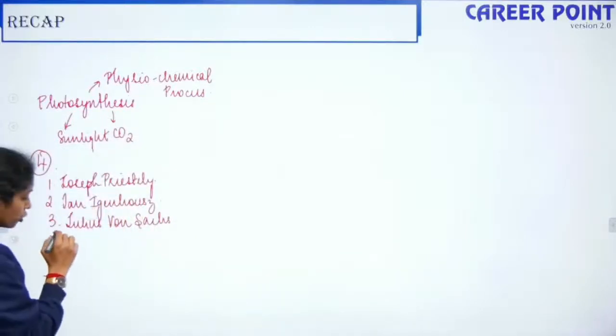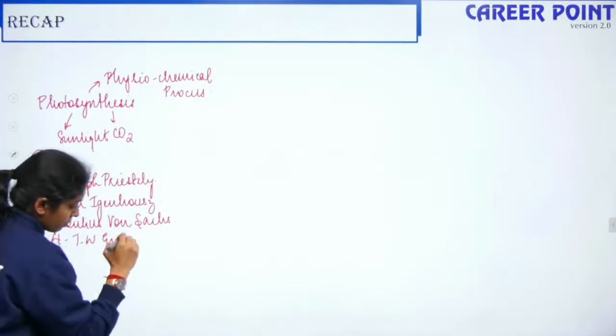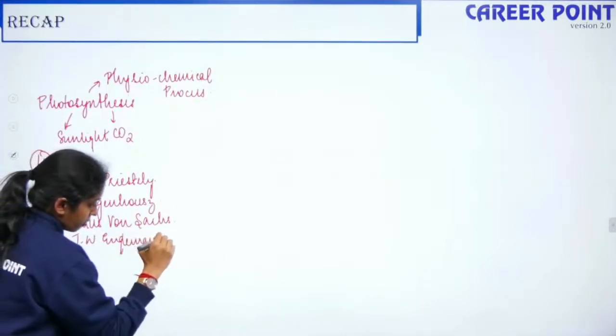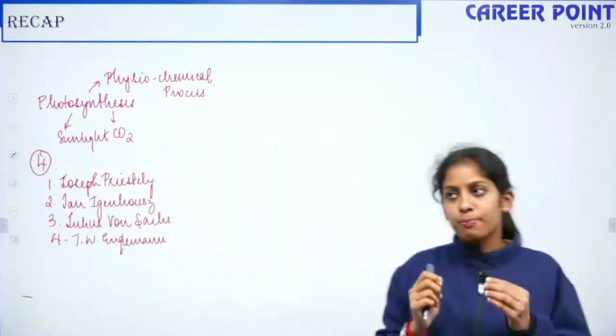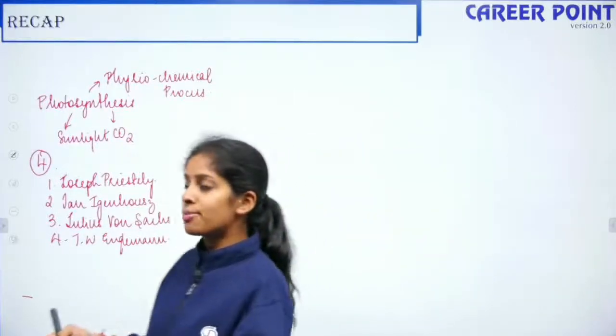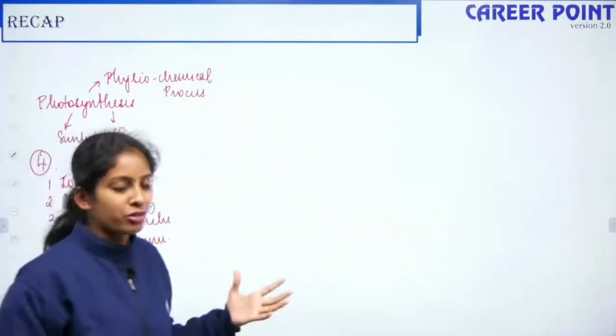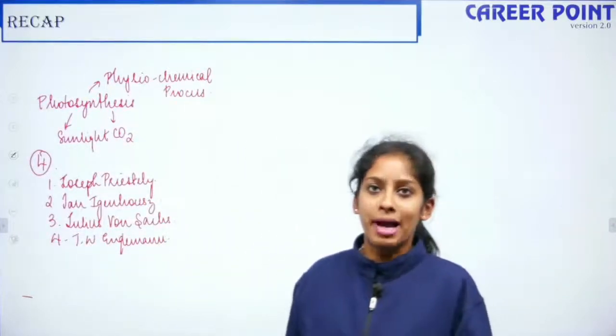So coming to the fourth one, that was by T.W. Engelmann. He split the prism. When he split the prism of colors, he got spectral components, and into the spectral components he placed a group of green algae, Cladophora, and he also introduced a suspension of aerobic bacteria.